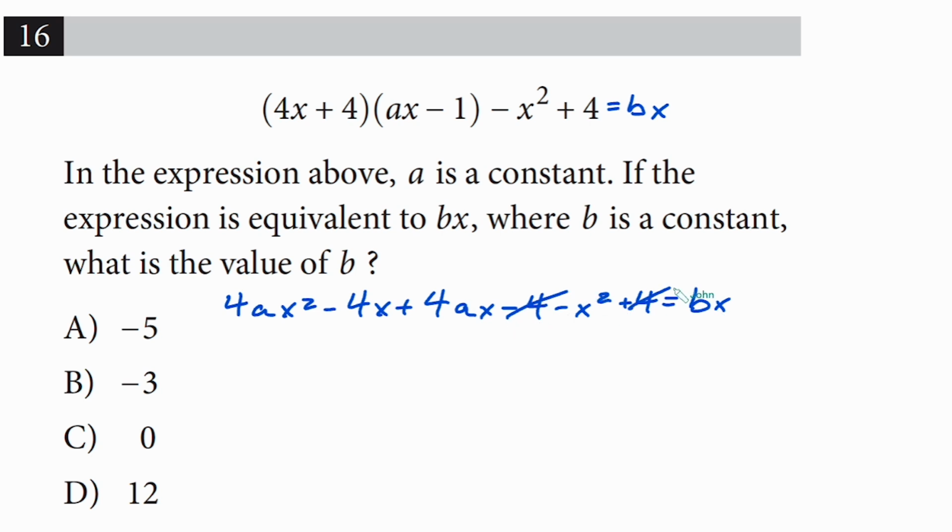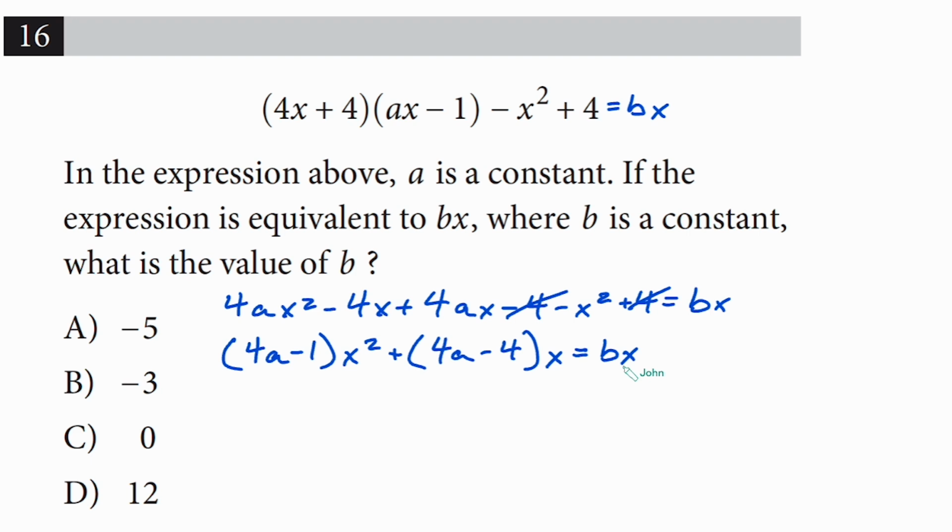To get the polynomial into standard form, factor out the x squared from each term that contains one, and similarly with the x. So we get (4a minus 1)x squared plus (4a minus 4)x. Remember, equal polynomials have equal coefficients.